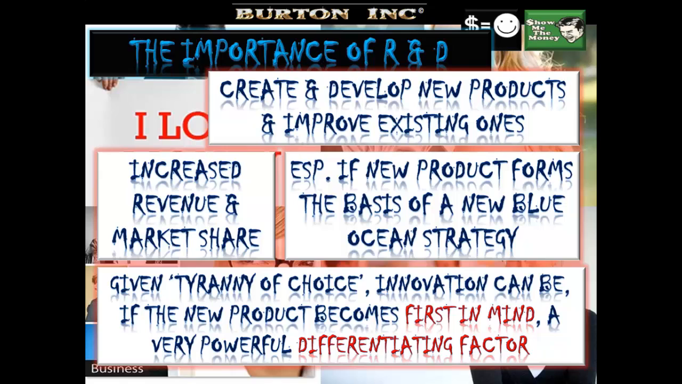And given something we call the tyranny of choice, consumers just have so many choices within which to spend their money. Innovation can be, if the new product becomes first in mind, a very, very powerful differentiating factor. So if I asked you to name a smartphone, first in mind, I'd say for 95% of you, 100% of you non-Samsung owners, 95% of you would have said the Apple iPhone. Right. First in mind, very, very powerful differentiating factor. Right. Importance of research and development, product development, new products, improved products, better market share, more sales, increased revenues.